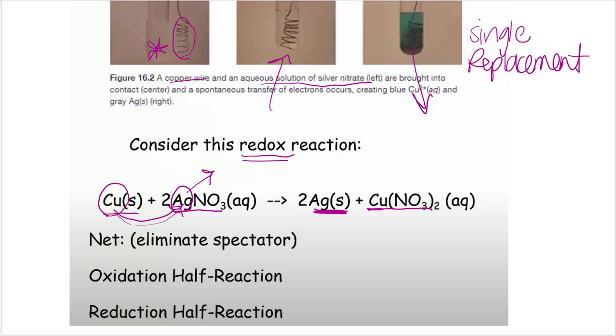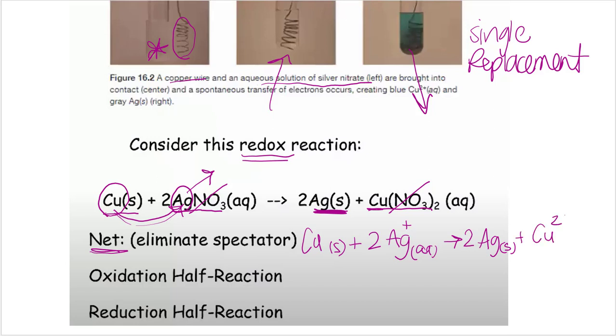We can eliminate the spectator nitrate, and that leaves us with a net reaction of our solid copper plus 2Ag+, giving 2Ag, elemental silver, plus Cu2+.